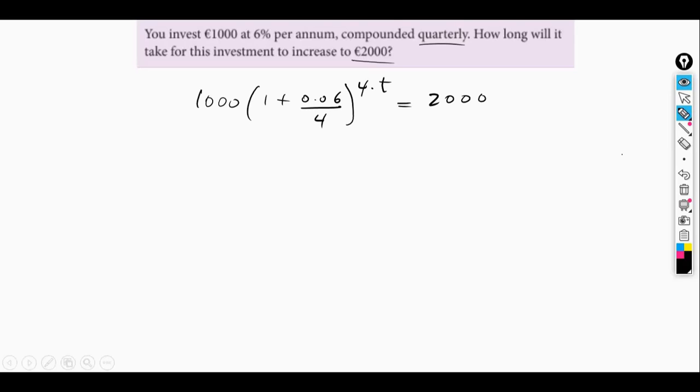That's the question here. So if we do a little bit of expansion and simplification, notice that we can divide by 1,000, and then we can add this in here, and we're going to get 1.015 to the power of 4t is equal to 2. So here we would have to solve this for t. What we'll do is use the GDC, and we're going to graph y equals 2 and y equals 1.015 to the power of 4x, and we're going to find their intersection.